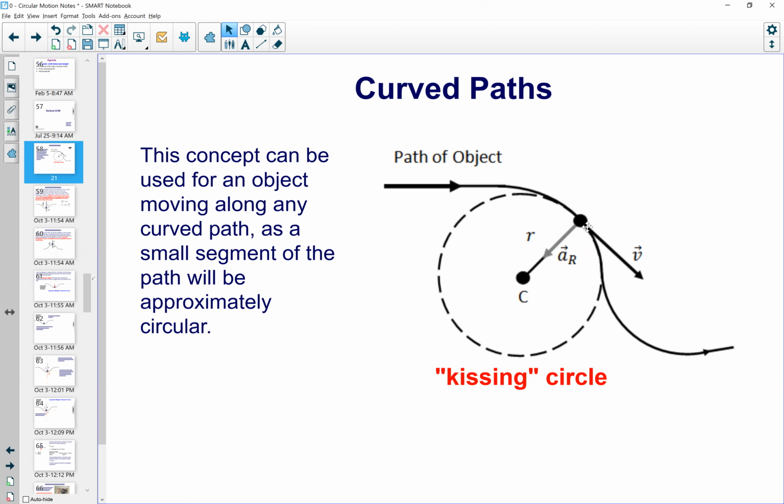So that object at that instant right there on that curve would have an acceleration to the center of the circle, because anything moving in a circle is changing direction. It's curving around the center of that circle. And so at that instant, this object has an acceleration directly to that center of the circle. All right. So drawing the kissing circle helps us figure out which direction the acceleration is.